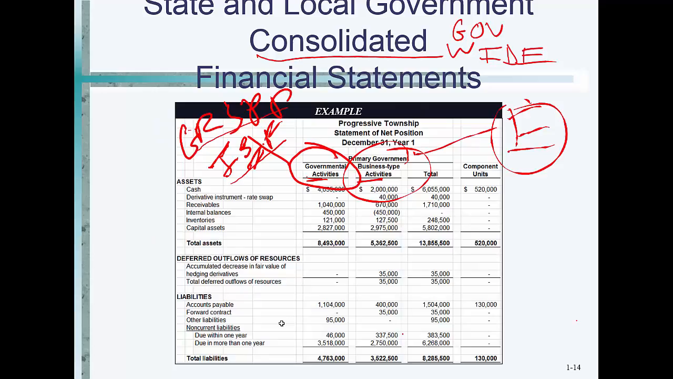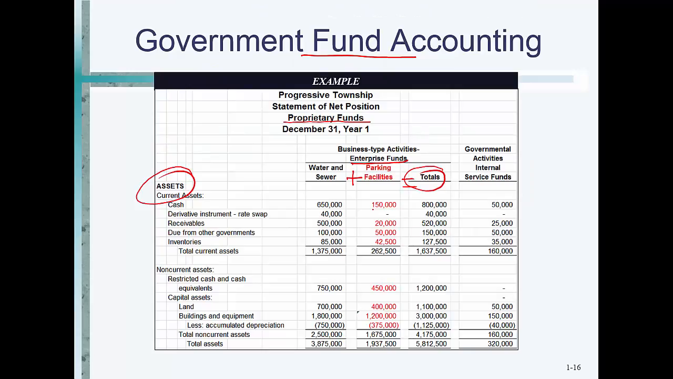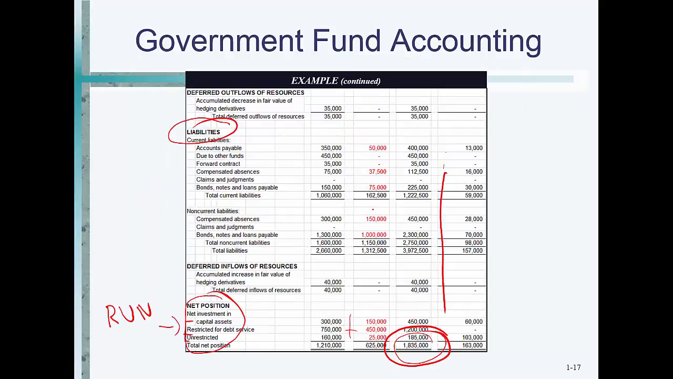Which was just one column? This is just one column here, isn't it? Didn't we just turn two columns into one column? That's just one column, 1,835,000. Whereas down at the fund level, it was two columns because we're at a disaggregated, individual fund level. So that's the difference between the fund financial statements and the government-wide statements. Government-wide statements are simply a consolidation of what you see at the individual fund level, aren't they?